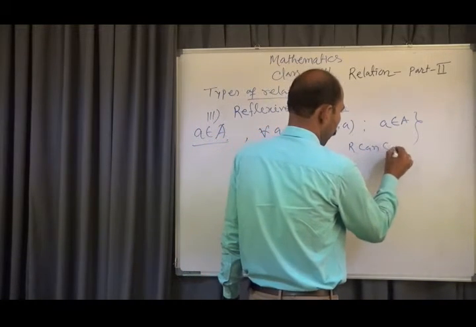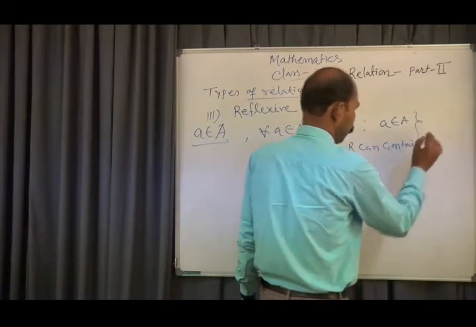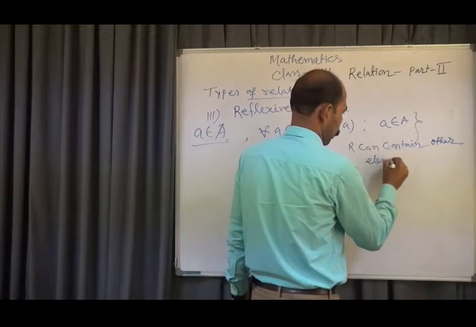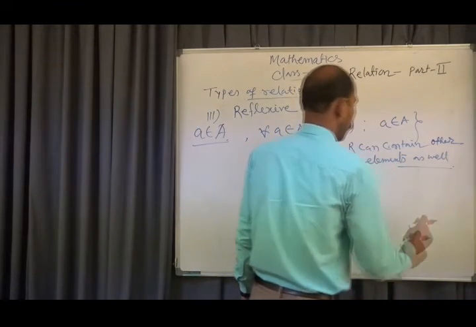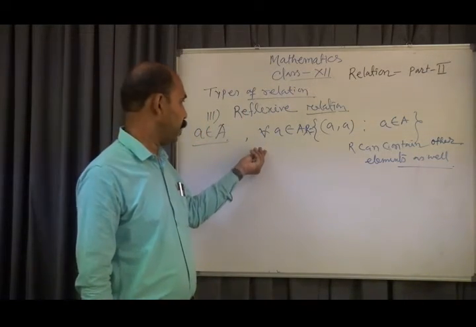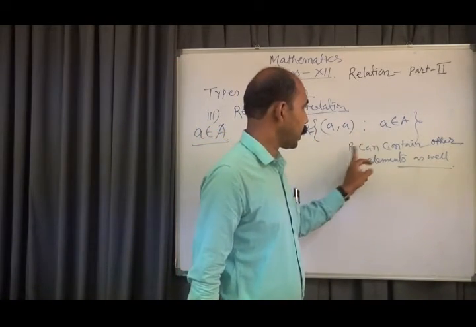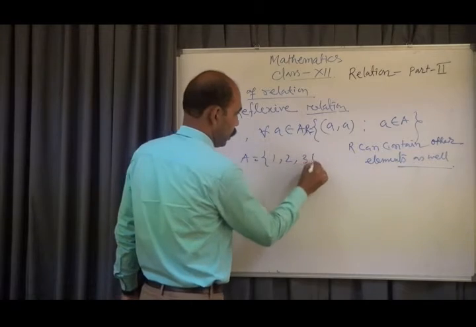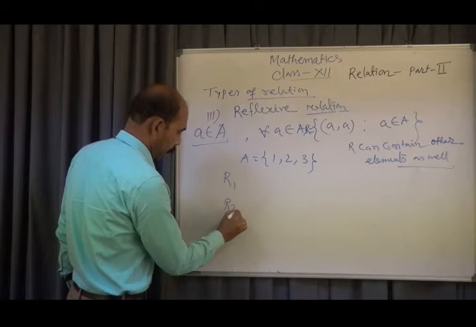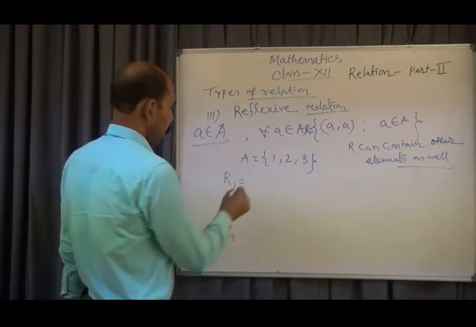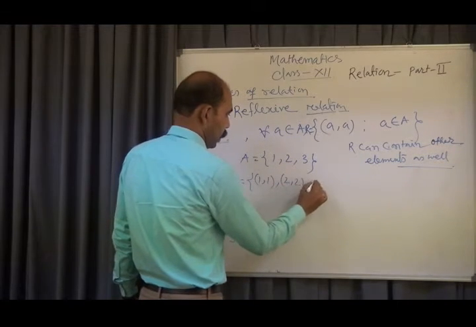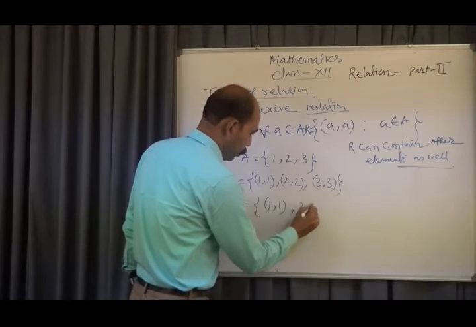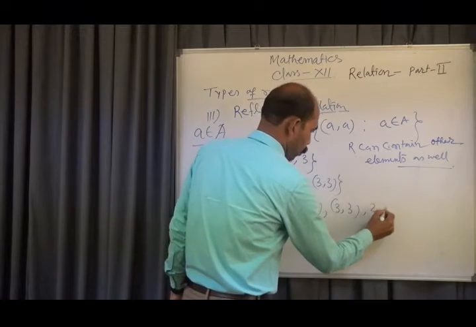R can contain other elements as well. This is the difference between the identity relation and the reflexive relation. That is, (a, a) such that a belongs to A, and then R can contain other elements as well. Say, using the previous example, A equals {1, 2, 3}, then if I write three relations R1, R2 and R3, R1 equals {(1,1), (2,2), (3,3)}, only this one. And R2 equals {(1,1), (2,2), (3,3), (2,3)}.